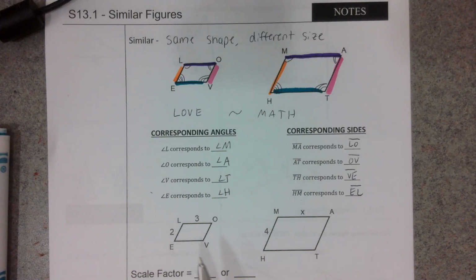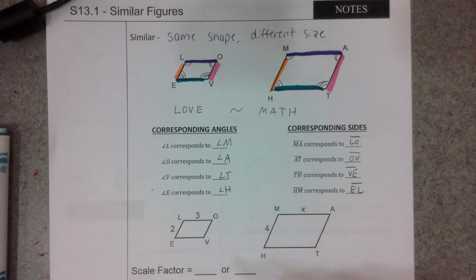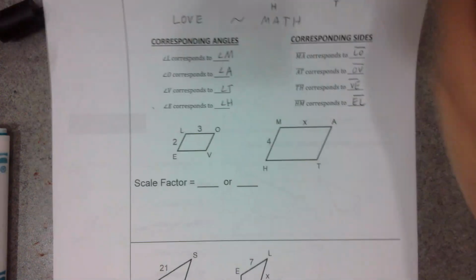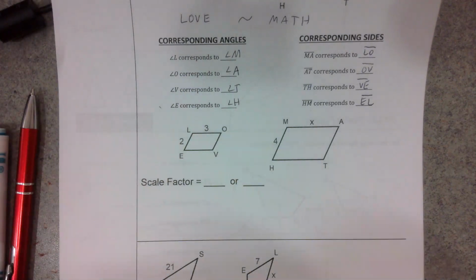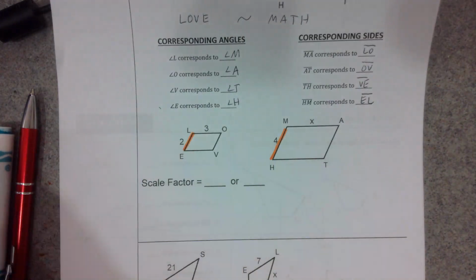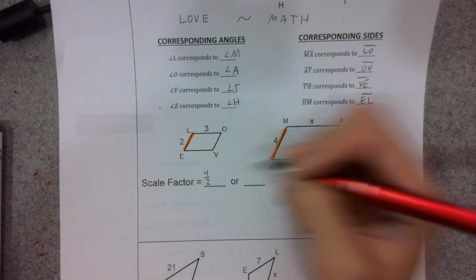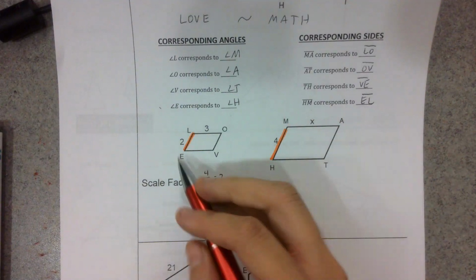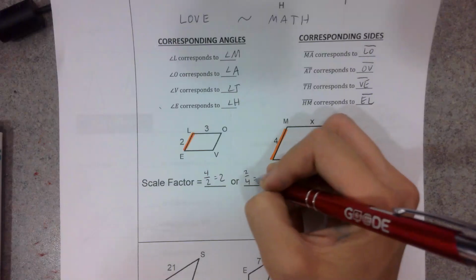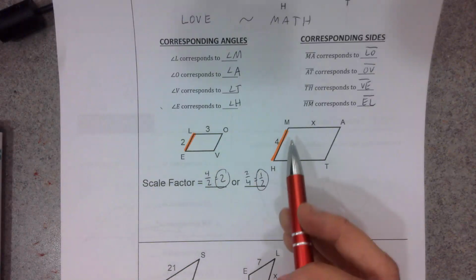Okay, so now we want to look at the math, right? If I have LO is 3 and EL is 2, and over here I have MA is X and HM is 4. So we want to do a scale factor. So what we want to do is look at the sides that we know. All right, so we know that we have this and this. So we know our scale factor is going to be 4 over 2, which equals 2. Or you could do the other way around. You could do 2 over 4. These are our scale factors, right? We take one side, divide it by the other side.